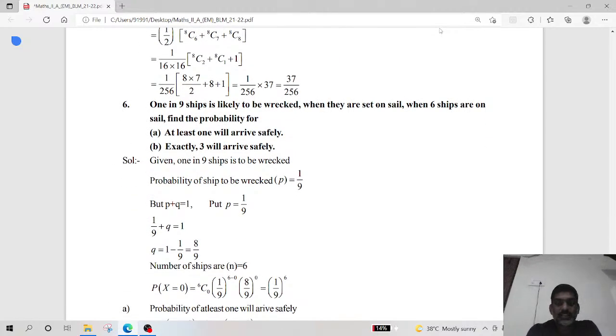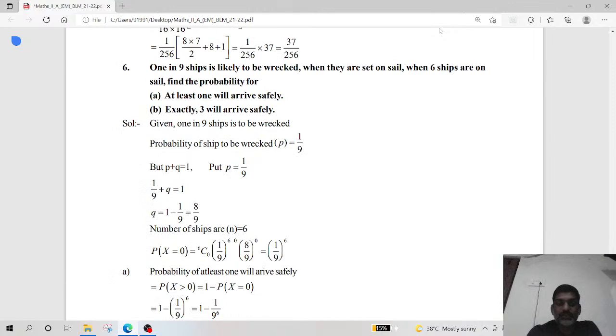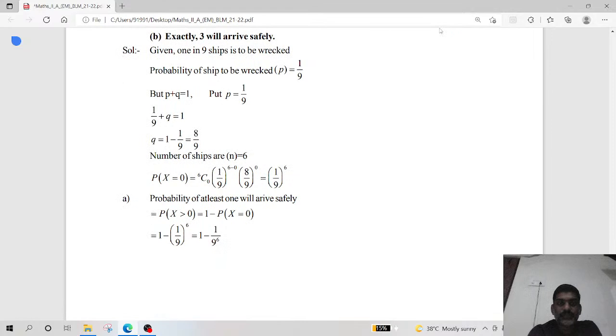Number of ships, n is equal to 6. When 6 ships are on sail, n is equal to 6. P of x equal to 0 is nC0 times p to the power n minus 0 into q to the power 0. So n is 6, p is 1 over 9, q is 8 over 9. Then the probability that at least 1 will arrive safely means x greater than or equal to 1, which is 1 minus P of x equal to 0. Simplify.